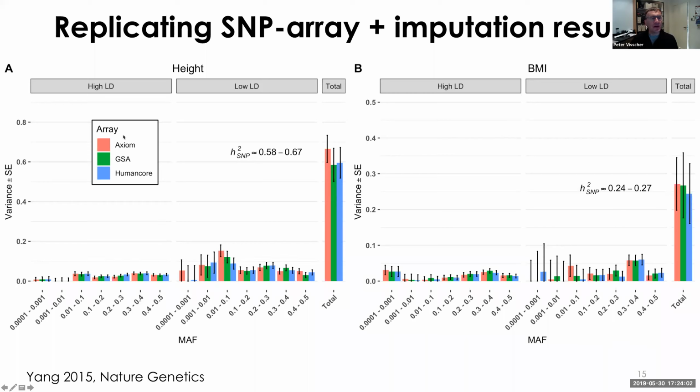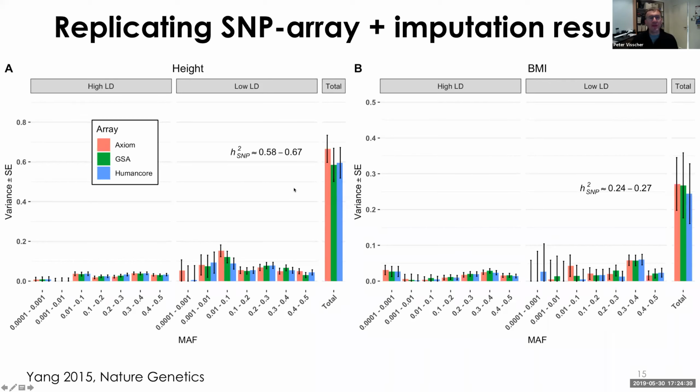So after we had retained the SNPs on any of these three arrays, so the Axiom, the GSA array, and the Human Core array, we then did the standard imputation analysis using not the TopMed as a reference, but using the HRC as a reference panel. So we basically mimicked the standard SNP chip plus imputation procedure here. And this is because we had a benchmark from previous publications on what estimates to expect.